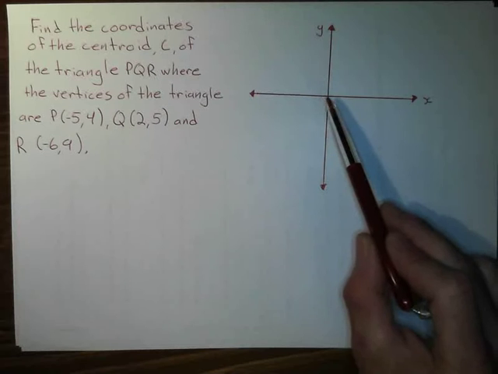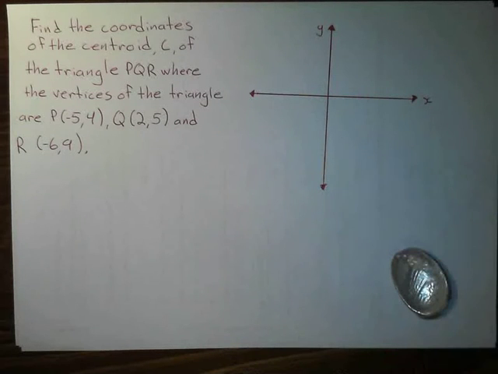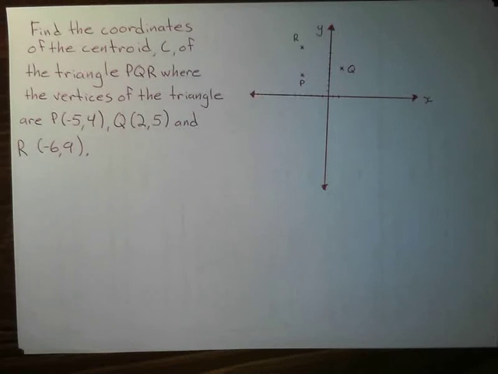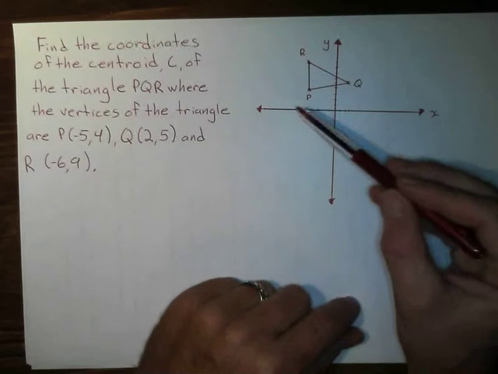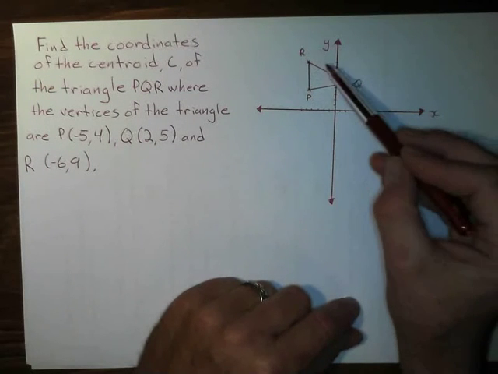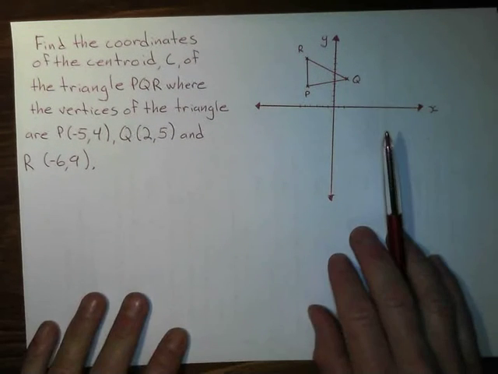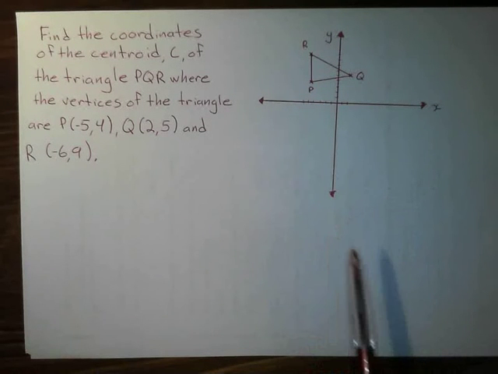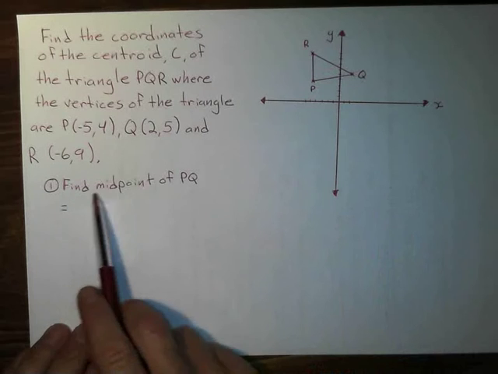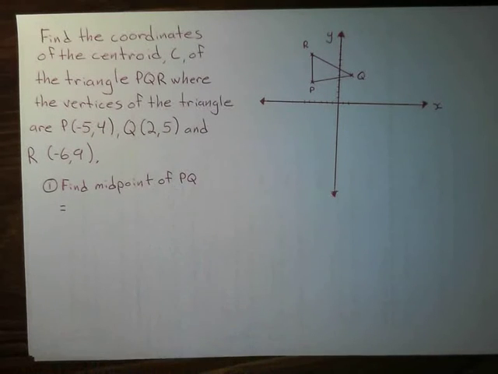Okay, so here's what my triangle looks like. Now you don't have to graph this problem in order to solve it, but it just gives us an idea. So where do we start? What we're going to do is find the midpoint of the sides. Since medians start at a vertex and end at a midpoint, we're obviously going to want to find the midpoint of each side.